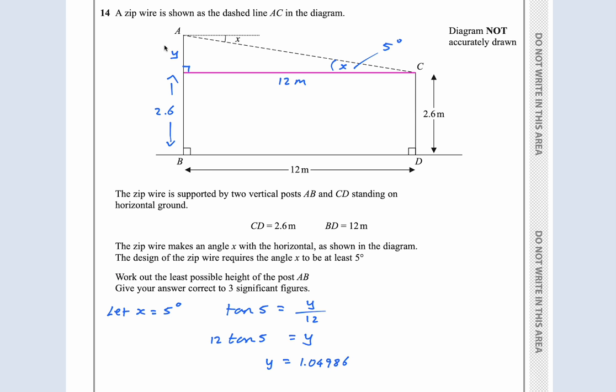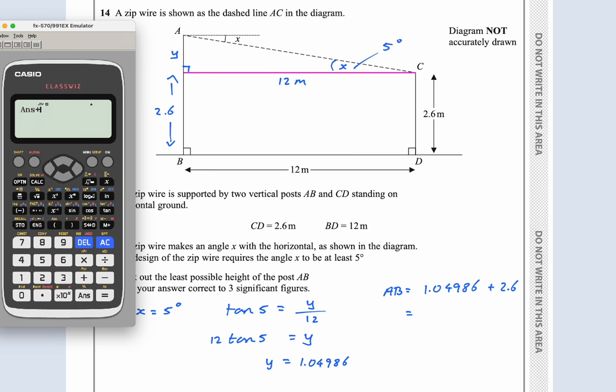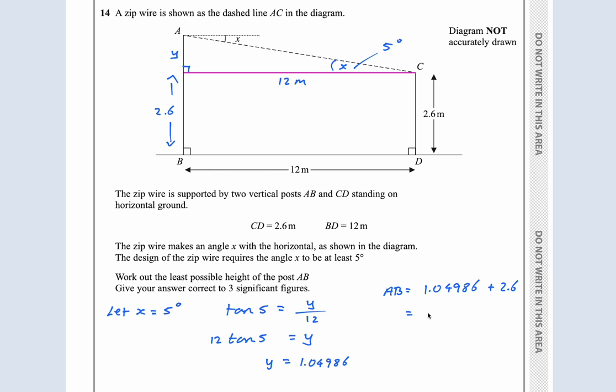1.04986. That is y, but the height, AB, is going to equal this 1.04986, this y, plus 2.6. He wants it to 3 significant figures. Let's just do that. Plus 2.6 is 3.64986, and then we round that to 3 significant figures. 3.65. Okay, that's the answer, guys.